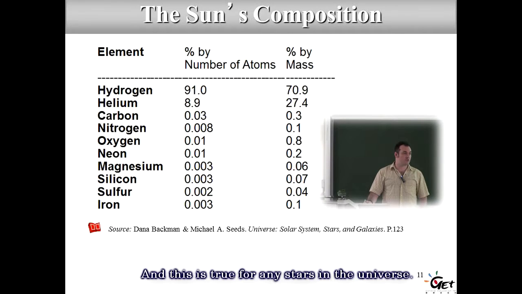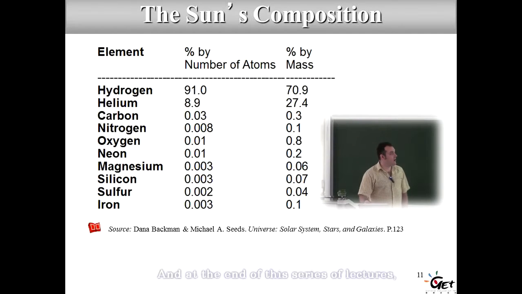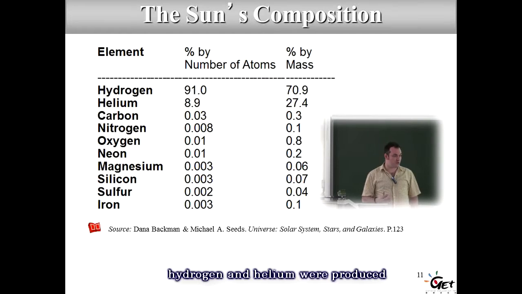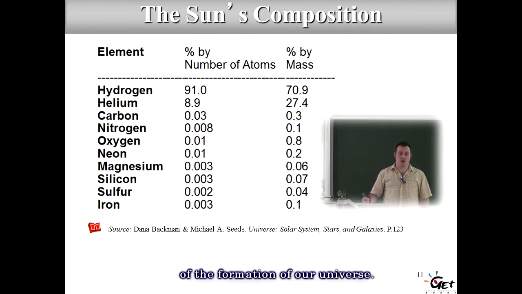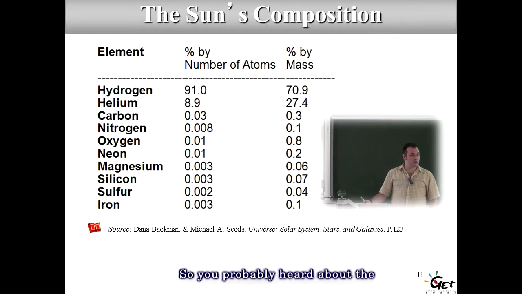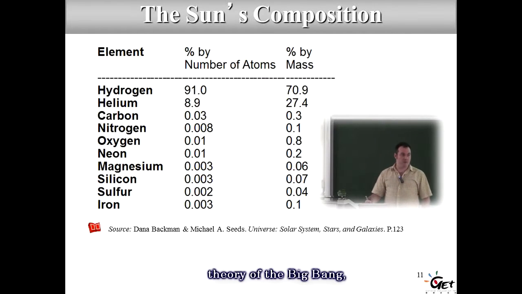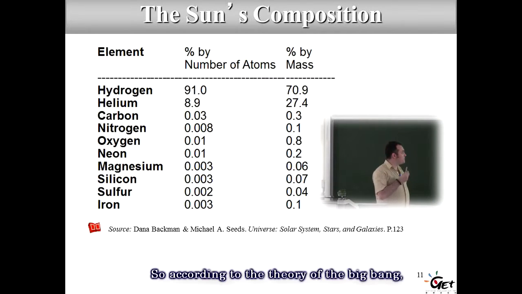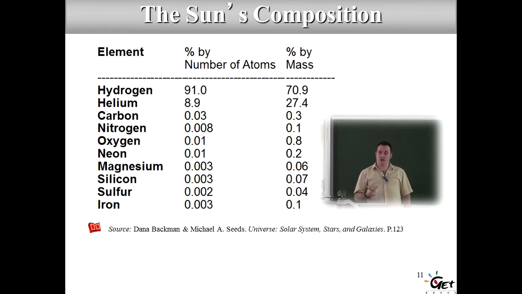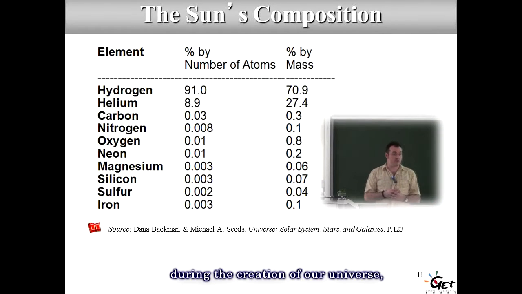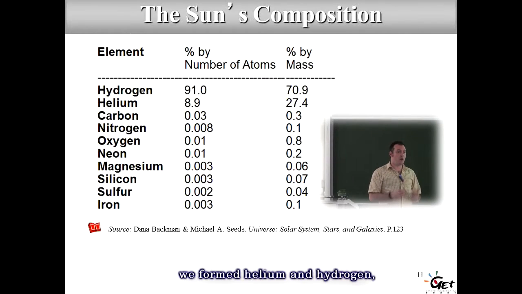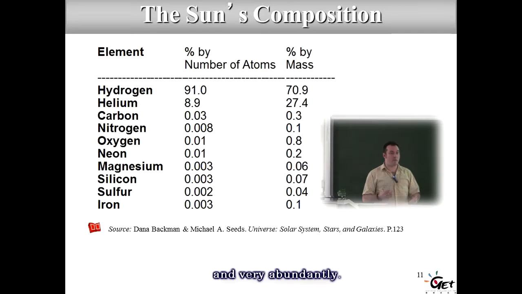And this is true for any star in the universe. At the end of this series of lectures, I will try to explain to you that hydrogen and helium were produced during the very, very early stages of the formation of our universe. You have probably heard about the theory of the Big Bang. At least you have probably seen the series on TV, The Big Bang Theory. According to the theory of the Big Bang, during the explosion, during the creation of our universe, in the first few minutes of its age, we formed helium and hydrogen, very abundantly.